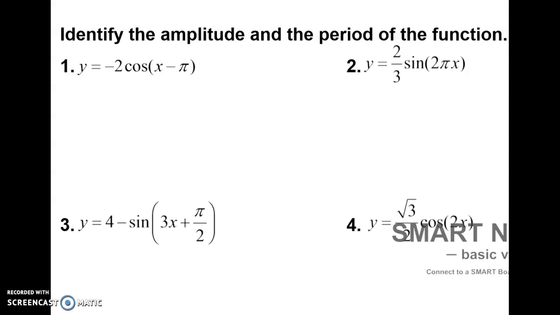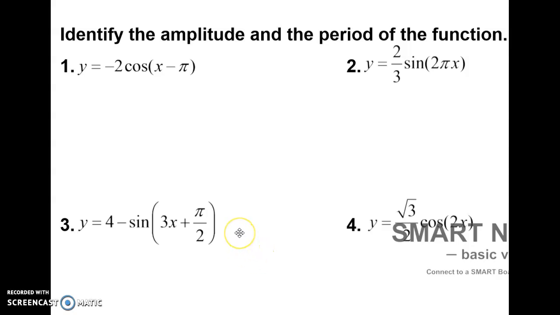And now we're ready to start the last section of Chapter 8. Yay! So 8.6, this is all about modeling with trigonometric functions. And we're going to start out with some review on amplitude and period of functions.